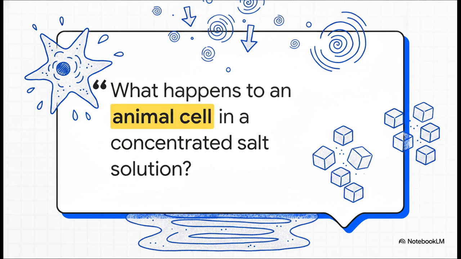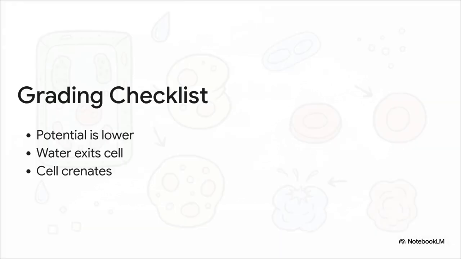Let's do one more rapid-fire test of your active recall for the hypertonic arena. The prompt is, what happens to an animal cell in a concentrated salt solution? And here is your grading checklist. First, state the condition. The water potential outside is lower. Second, state the action. Water exits the cell. And third, the result. The cell crenates or shrivels. If you hit those 3 points, the marks are yours for sure.